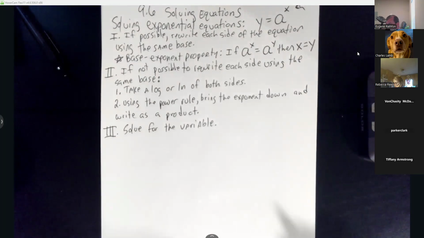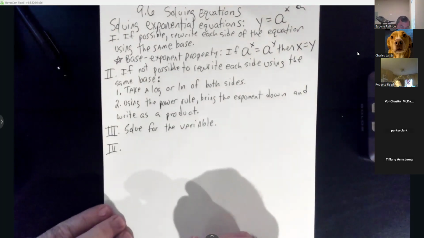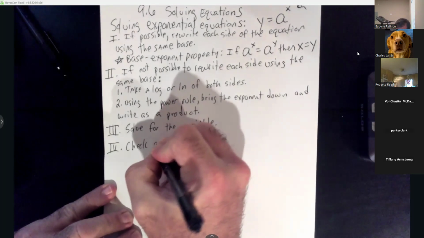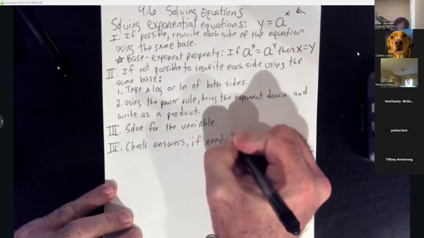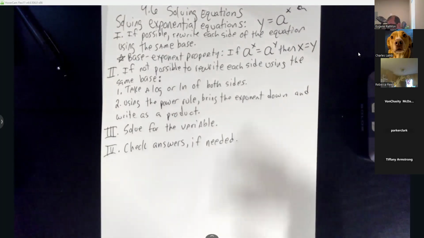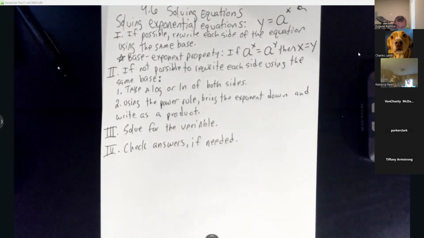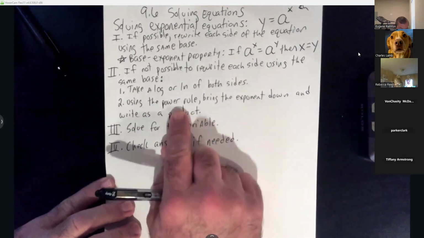Okay, so when I solve for the variable, I want that x on one side, everything else on the other. And y'all, then my last step on these equations is to check my answers if needed. All right, that's what you do on any equation. Check those answers by plugging the numbers back into the equation and seeing if you get a true answer or not, okay? All right, y'all, so that's what we're going to be doing, following these steps, running through these.